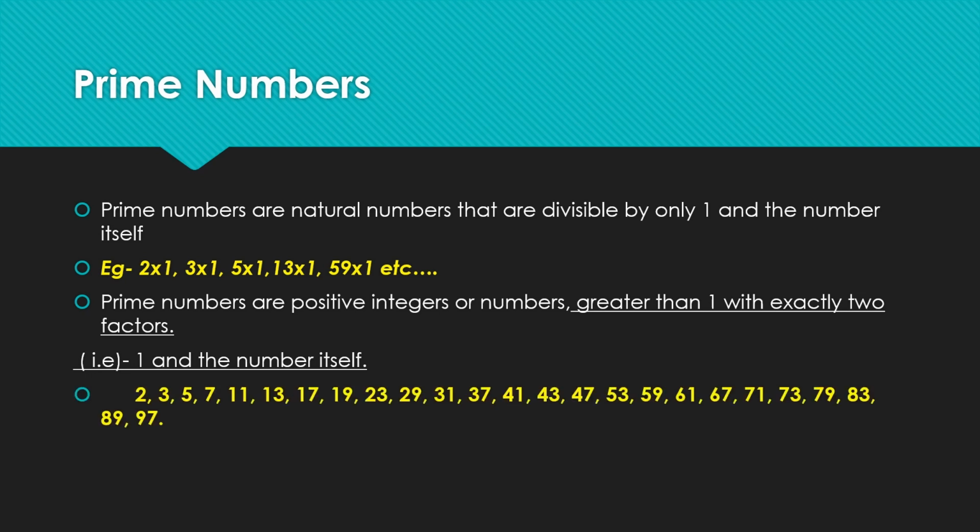These are the 25 prime numbers we can see in the numbers between 1 to 100. So, just let me ask you a question: is 1 a prime number or a composite number? 1 is neither a prime nor a composite number.